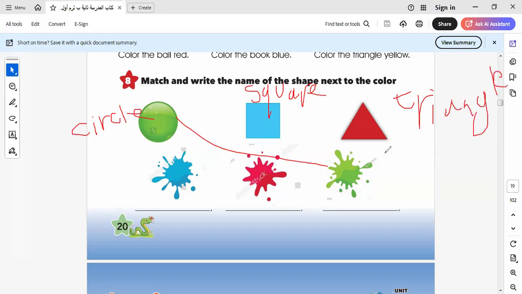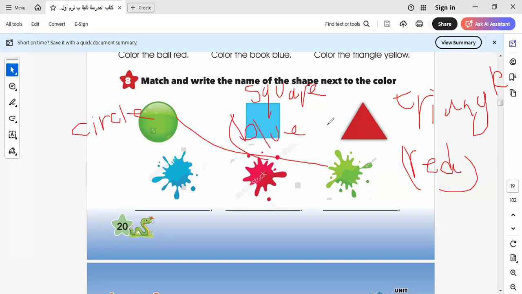So what is this? This is red. Here is red. This is red. Here is red. Here is blue. Here is blue.